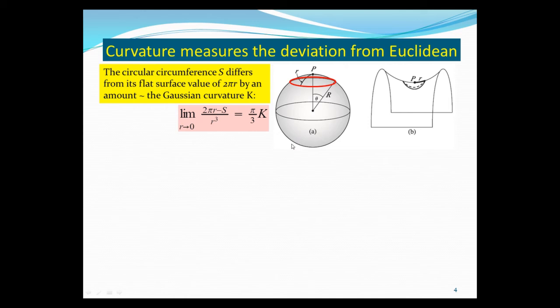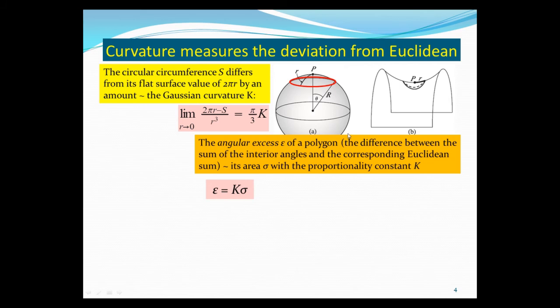Another way to show that the Euclidean relation changes for a curved surface is something called angular excess of a polygon, in particular a simple triangle, which is the difference between the sum of the interior angles and the Euclidean value. This angular excess turns out to be proportional to the area of the polygon, with proportionality given by the curvature k. So angle excess is equal to k times the area of the polygon.